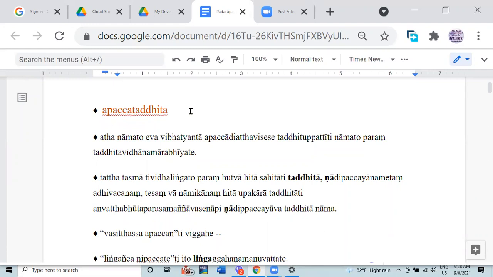Abhajja means the sons, daughters, descendants or offspring. So the Taddhita of Abhajja is Abhajja Taddhita. Why Abhajja?